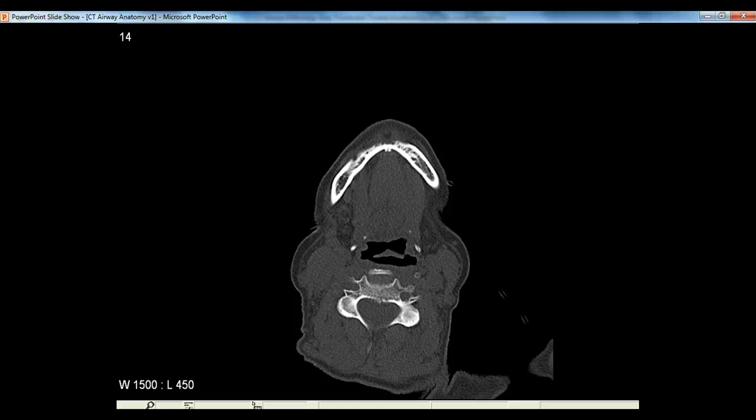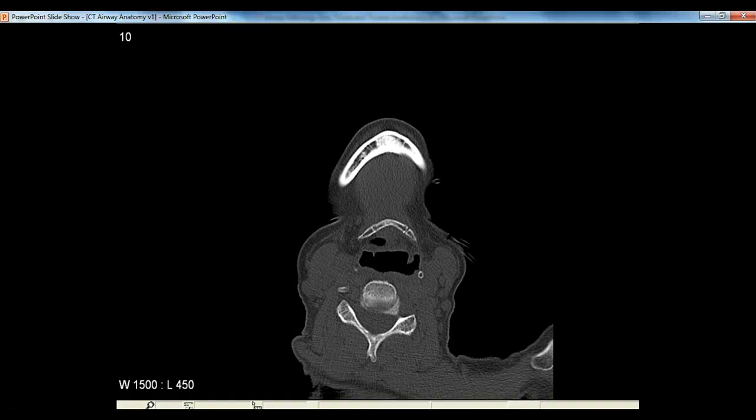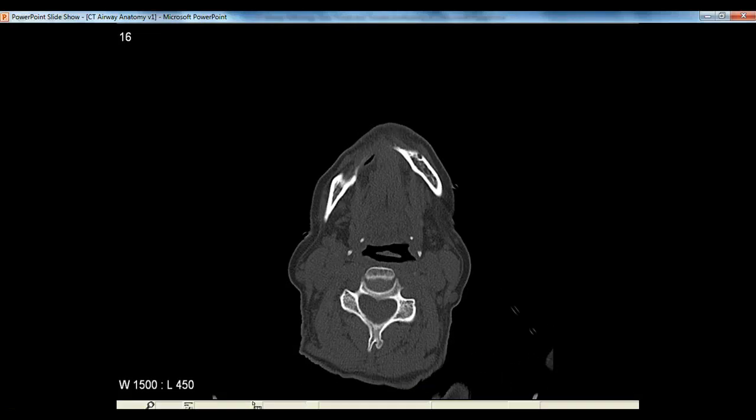Now, in the middle of that black space, you're seeing a little upside down, almost like a V-shaped, or like a hat in the center of it, and that's the top of the epiglottis. So we can scroll down, you can see it becomes more clear. It's attached to the back of the tongue. There it is, all the way up there.